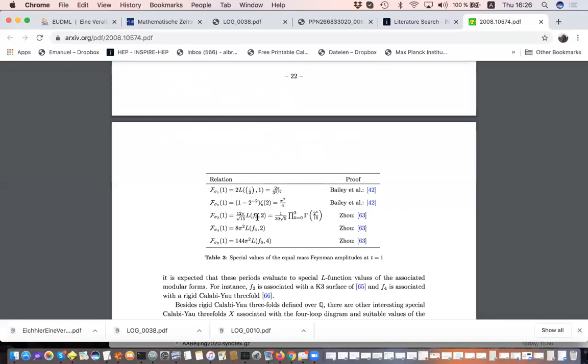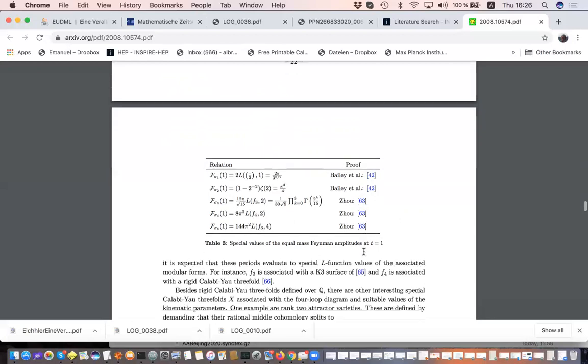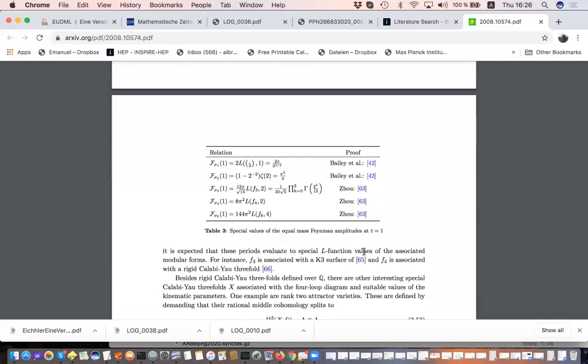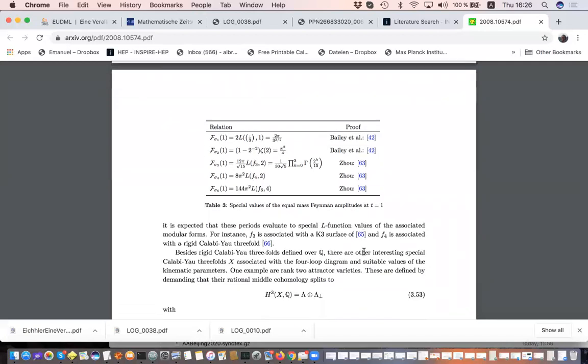This is a weight three L function. Then this is a weight four modular form, a weight six modular form. And the people have actually proven that stuff. I mean, this is also very interesting.